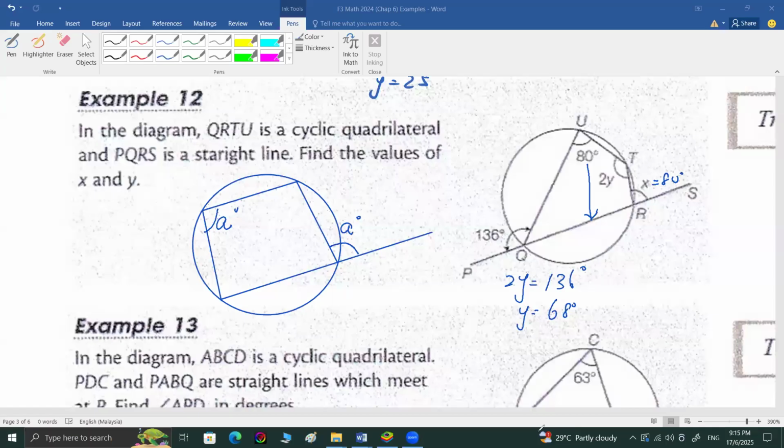Have a try at question 4 now. Question 4 is mixed with the cyclic, and then also the exterior.